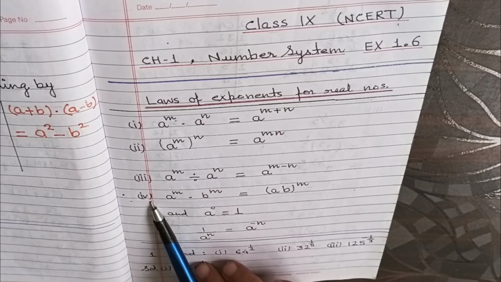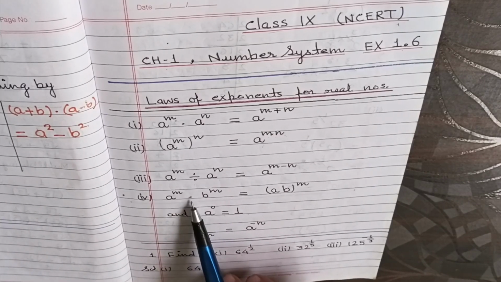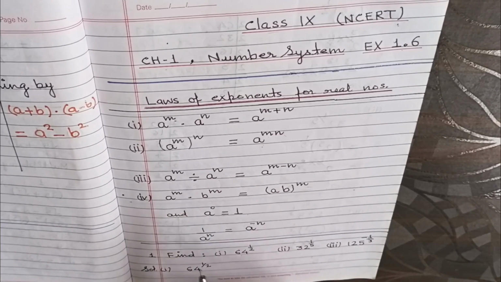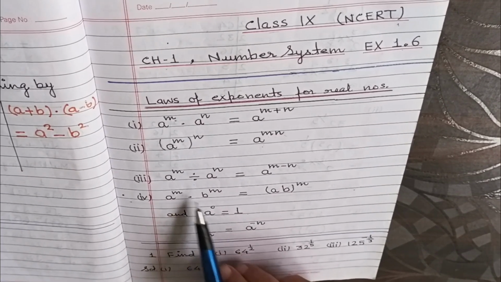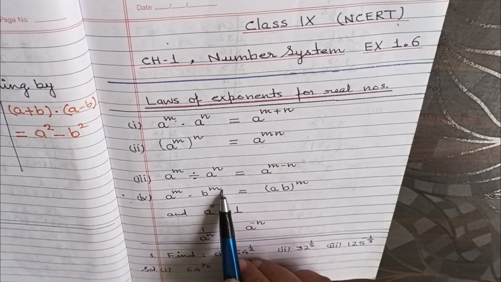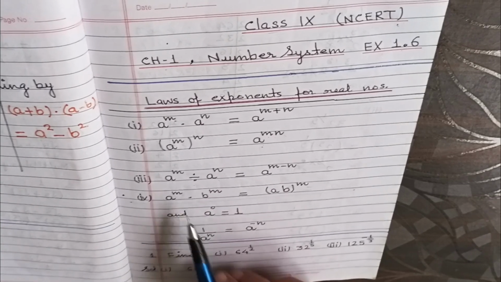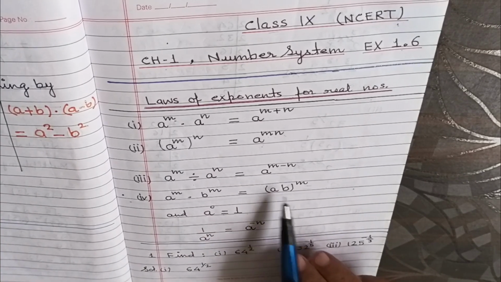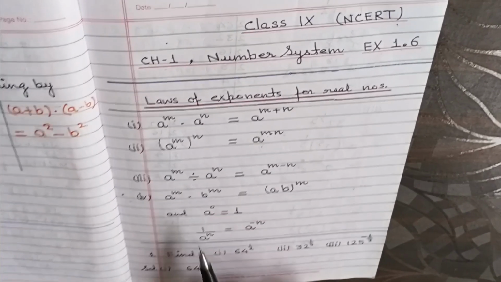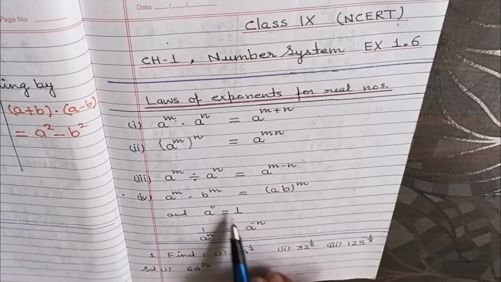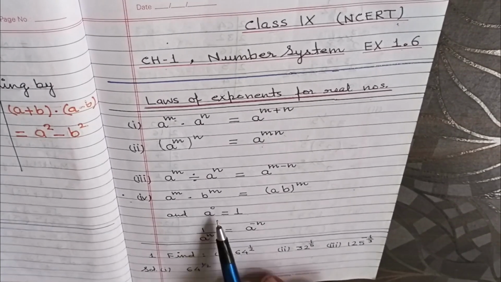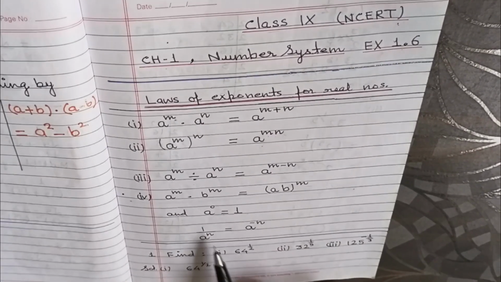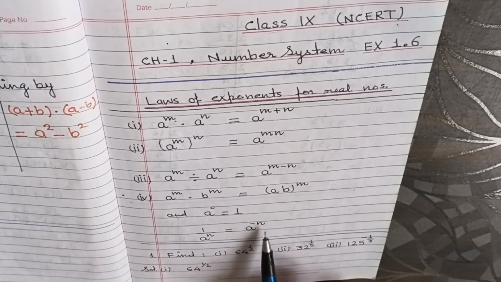Fourth, a to the power m multiplied by b to the power m. Here power is same. Have a look. A to the power m, b to the power m, power is same, m. So base is multiplied. A multiplied by b, that is ab whole to the power m. And a to the power 0 equals 1. Any base to power 0 equals 1. 1 upon a to the power n equals a to the power minus n.